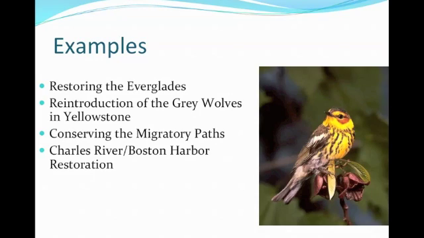These are just a few examples that have occurred over the past couple of years. Restoring the Everglades in Florida, reintroducing the gray wolf to Yellowstone, conserving the migratory paths of birds up the East Coast, and then the Charles River Boston Harbor restoration that we have discussed before. So you can look at these and research them if you would like, but these are major examples of different ways that we have fixed how we have injured various ecosystems.